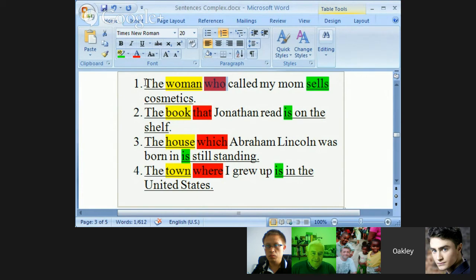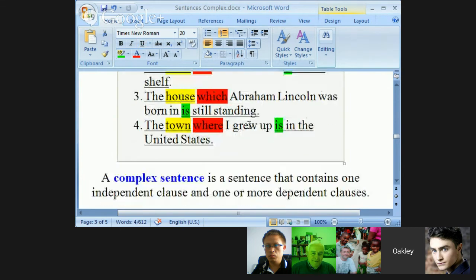The underlined part of the sentence is the independent clause. It is broken. Well, maybe not broken, but the dependent clause is inserted into the middle. These are all pretty much the same. The woman who called my mom, this is the dependent part, sells cosmetics. Pretty simple.